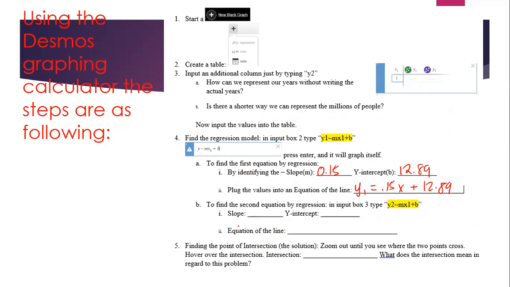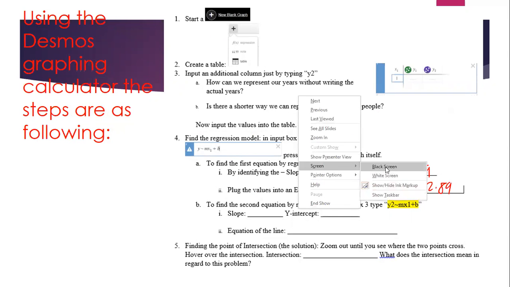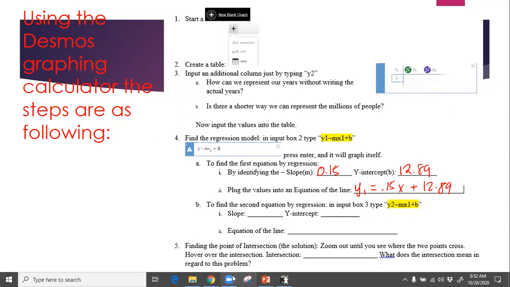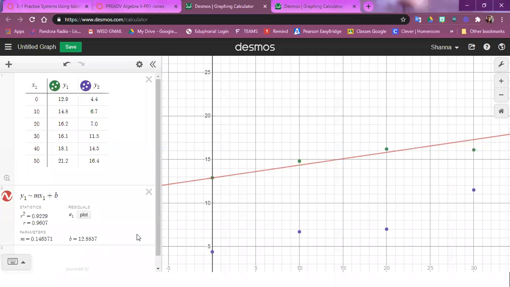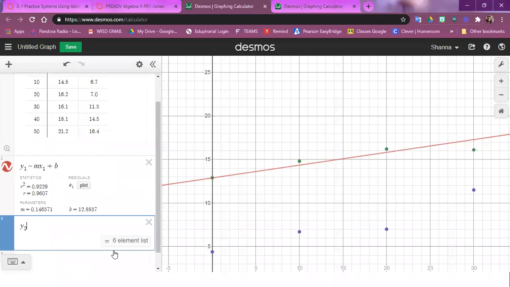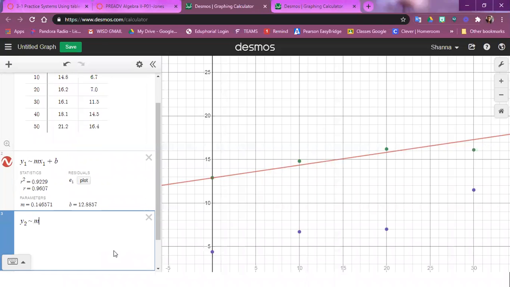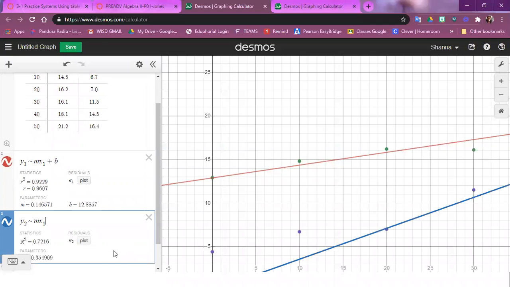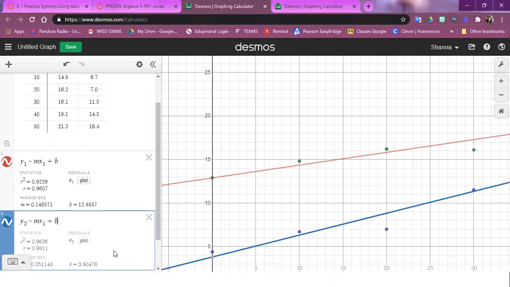Okay, we're going to do the second one. So following these steps, now we're going to go to box 3. And this time we're typing y2, the tilde symbol, mx1 plus b. So exactly how it's written in your notes.